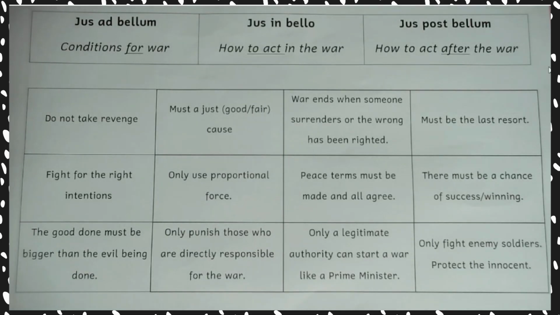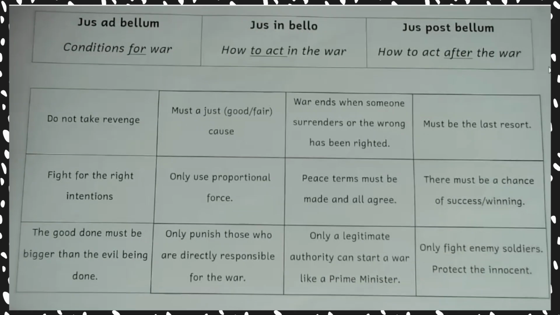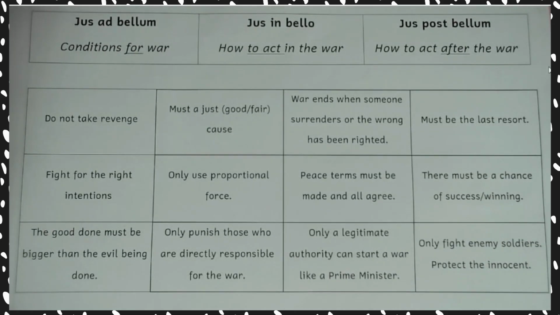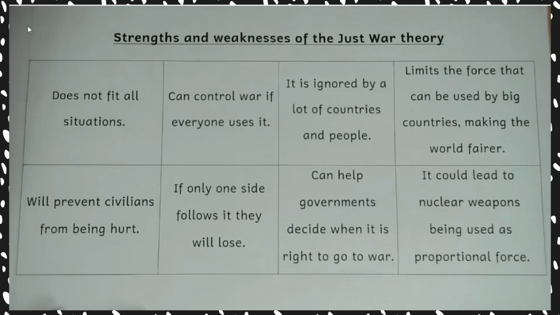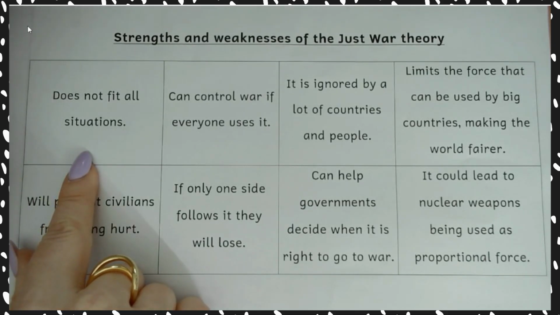Now, it's likely that if you get a 12 mark question, as we've talked about before, you're going to need to think about the strengths and weaknesses of the just war theory. Here we have some of the strengths and weaknesses of that theory, and you need to really think about these. So we start off with it doesn't fit all situations. So those 12 conditions might not always fit into what that war is about, or what is going on, or what is happening.